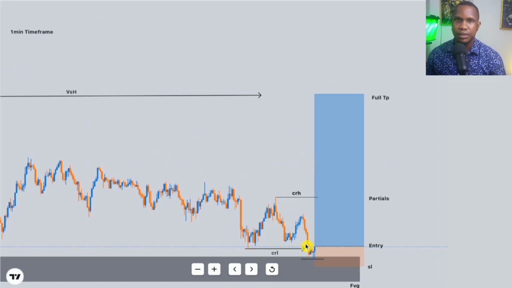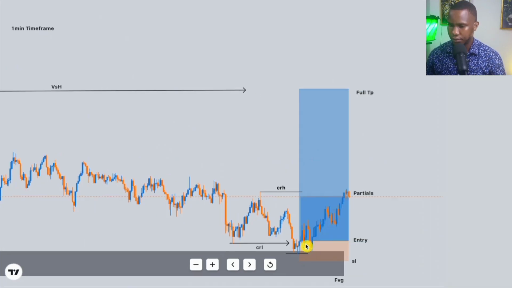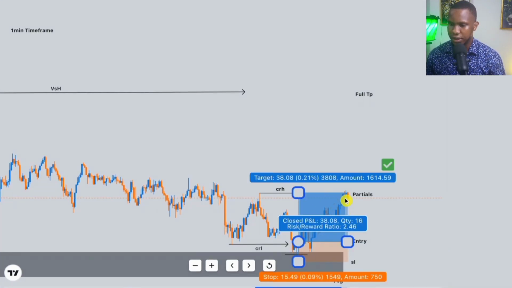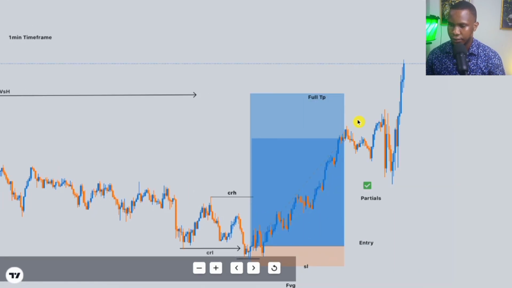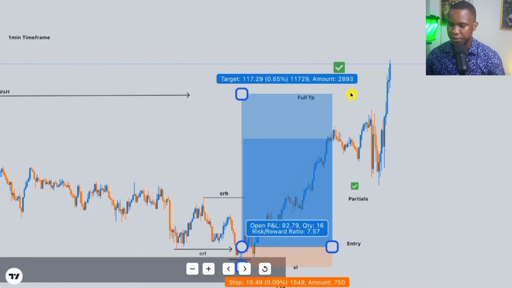1 minute time frame. Let's see how the trade unfolds. Can you see partials hit? Let's see whether we'll hit a full take profit. And TP smashed, a 1 to 7 reward ratio, traders.